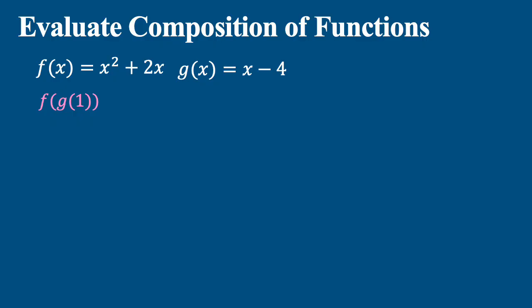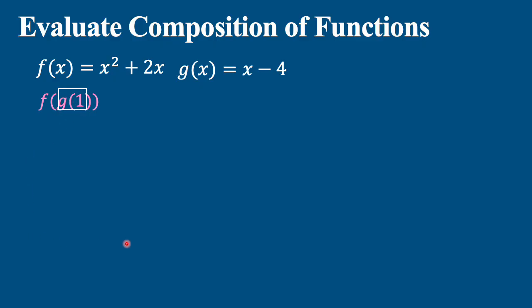Let's have a first example to evaluate a composite of functions. I give two functions right here. f of x equals x squared plus 2x. g of x is x minus 4. We want to compute the composite f of g of 1. Clearly, you evaluate the g function first. So let's find g of 1 first.